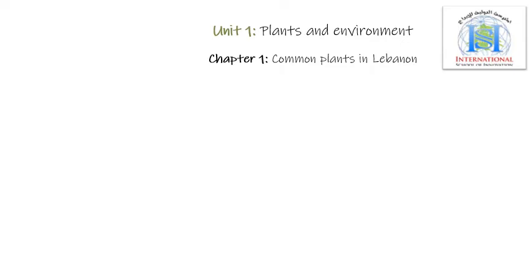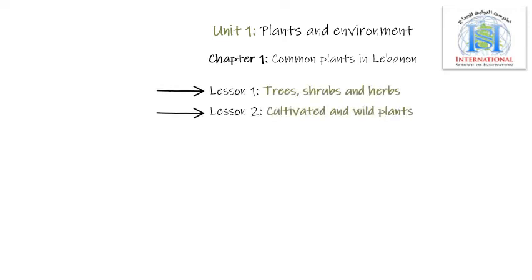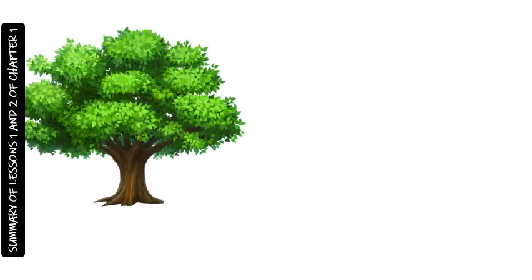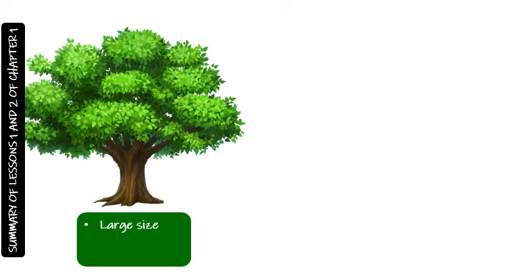In this video, we'll be learning something new, but before we start, let's recap what we learned last time about trees, shrubs, and herbs, about cultivated and wild plants. What do you think? According to their sizes and to the type of their stems, plants are classified into three different groups or categories. Plants with a large size and with one woody stem called a trunk.